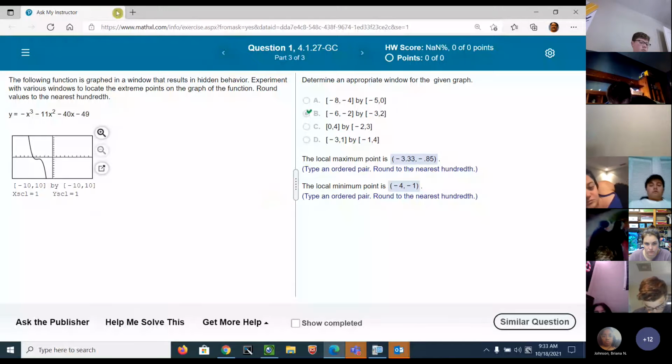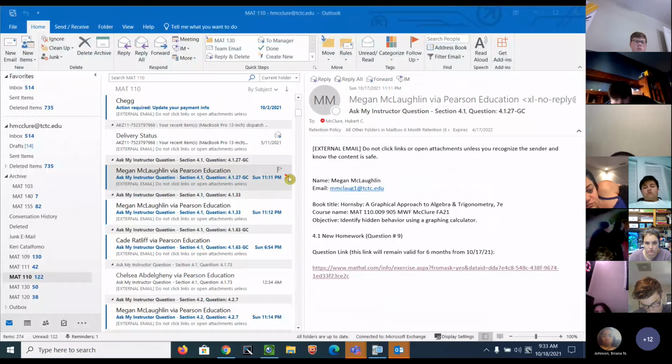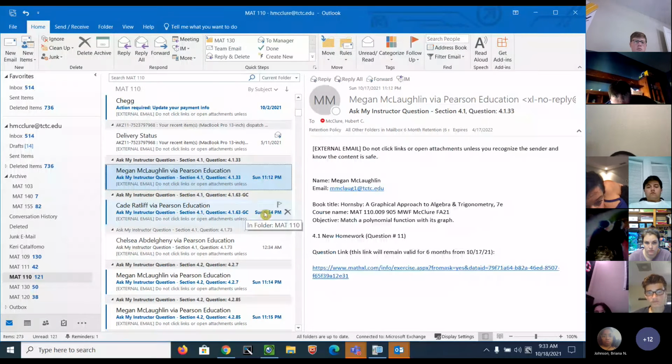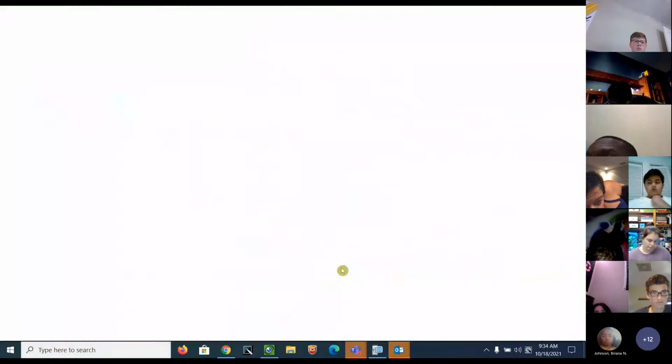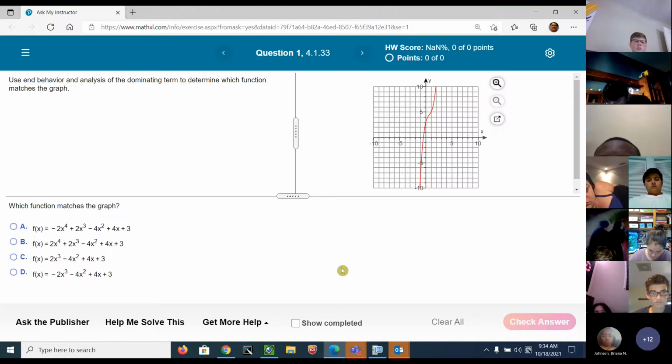Next question, 4.1, 33/11. Is this a test question? Well, 4.1 and 4.2, except for long division, a lot of these are calculator drills. Use the behavior and analysis. Okay, somebody tell me what this function is. I'm going to draw a picture of it.